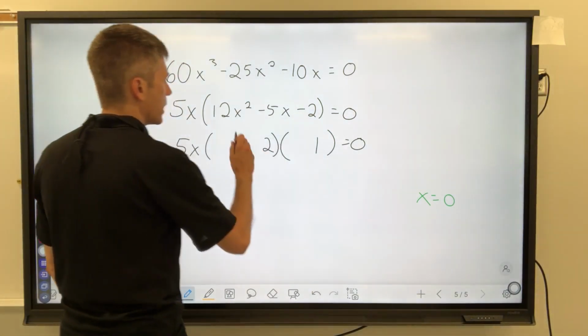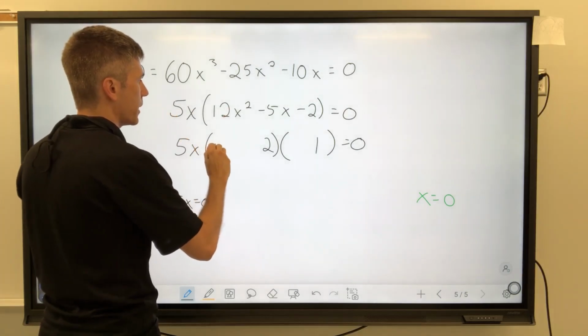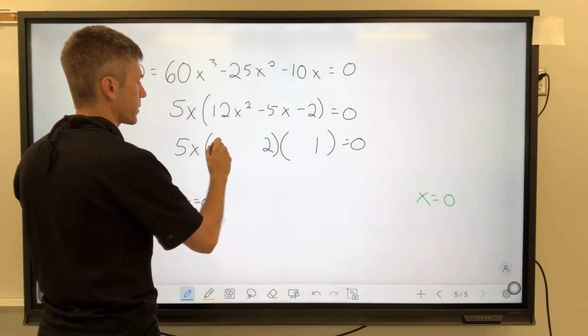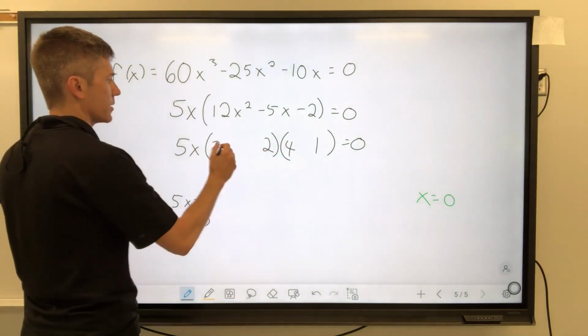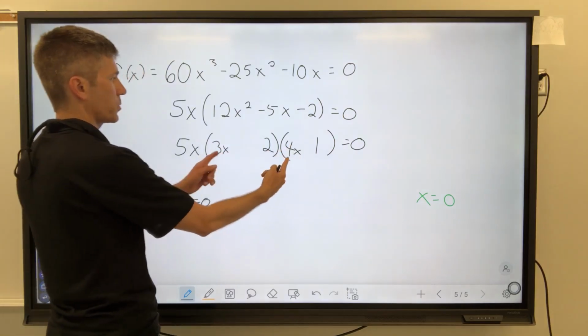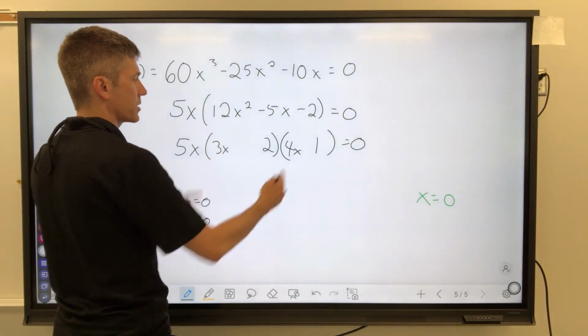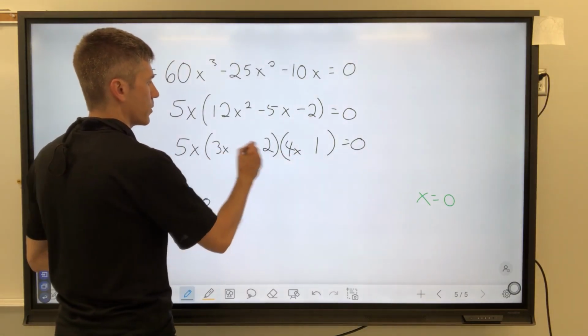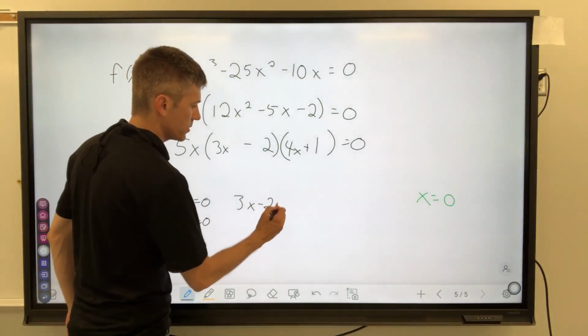12 could be, I need a 5 up in there, so something's got to be odd. We can try 3 and 4. That's going to be it right there. There's your 12x squared. There's your 2. There's 8 and 3. 8 minus 3 is 5. I really don't want positive 5. I want negative 5. That's it right there. So then we'll take 3x minus 2, set it equal to 0.